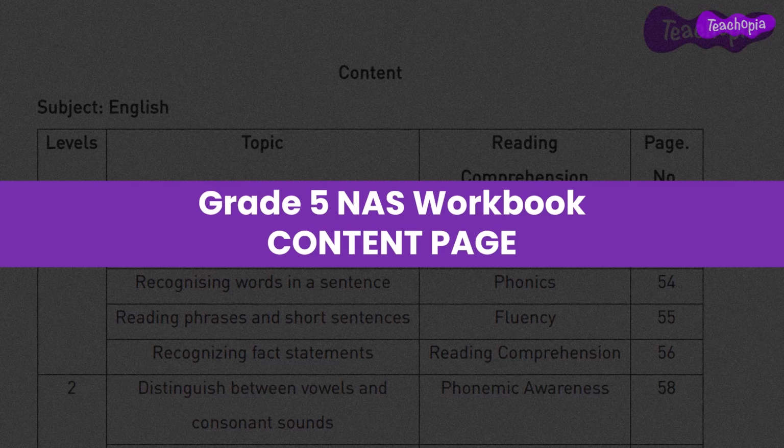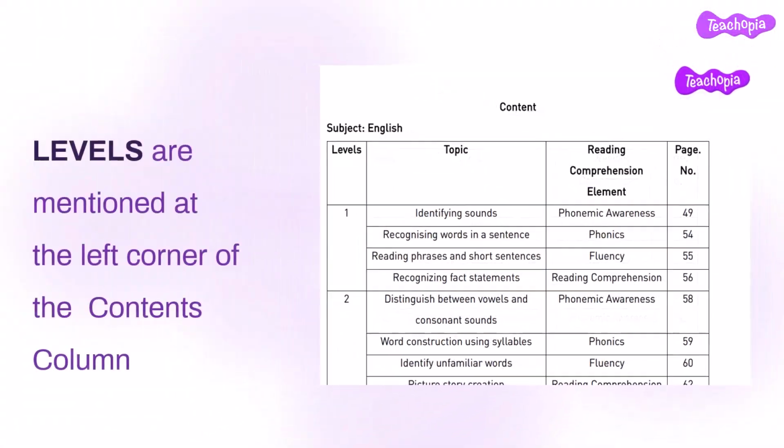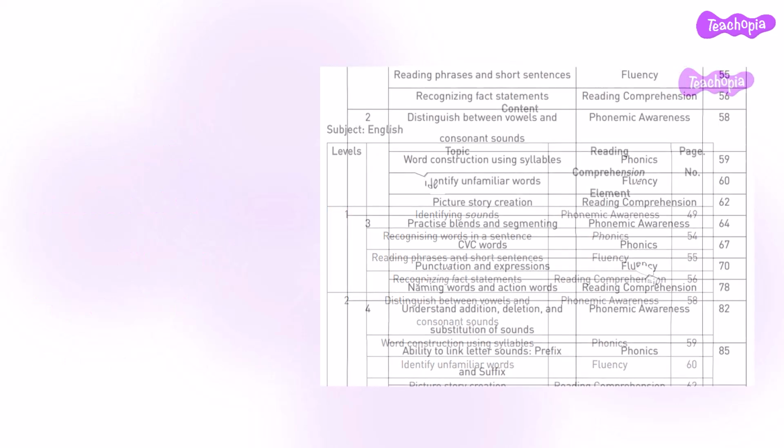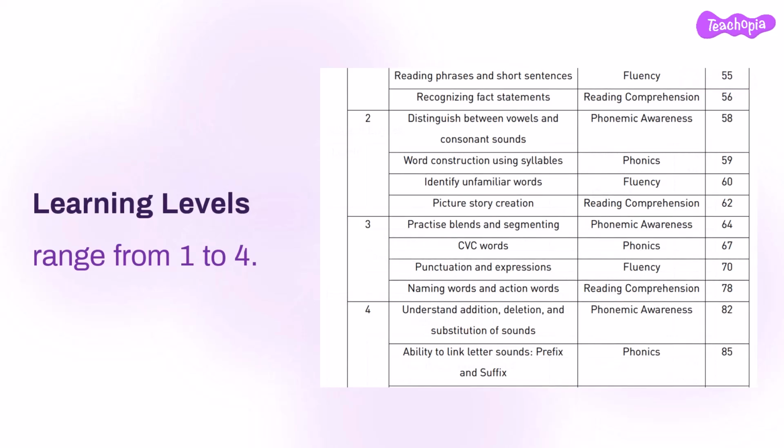Let's take a look at how the contents in the booklet are structured. Grade 5 NAS Workbook Content Page. The content pages in the workbook are structured to guide learners through different levels. You will find the levels mentioned at the left corner of the contents column. Levels 1 to 4 are learning levels, focusing on building foundational skills.